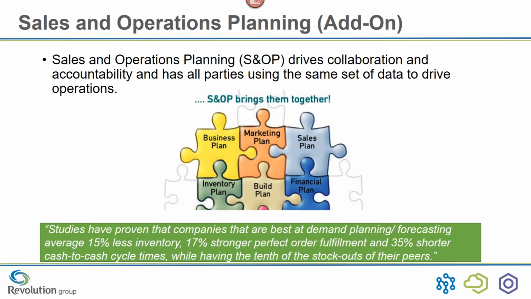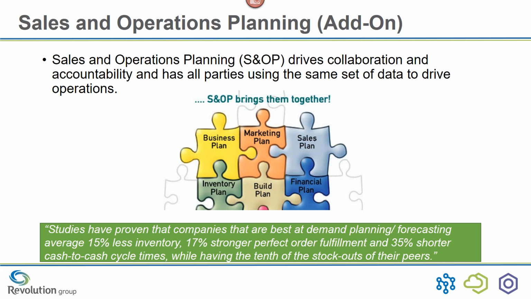Sales and operations planning is a big major process. We're not going to get into a lot of detail here today on it, but we're certainly available to support you with that process in the future. What it does is force the organization to look at your financial plans and your business plans and your marketing plans and your sales plans, get everybody on the same page on those, and then using that, build your inventory plans and your build plans. Everybody's working off the same set of data, and everybody's accountable for those plans.